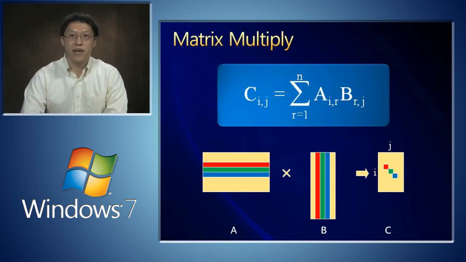Matrix multiply is a basic GPU compute application. Here I have an illustration of matrix multiply. For each element in the output matrix, you multiply a column vector from one matrix with a row of another. I also have here the equation to compute an element in the output matrix. You can see why matrix multiply is a GPU-friendly operation, because every element in the output matrix can be computed in parallel.